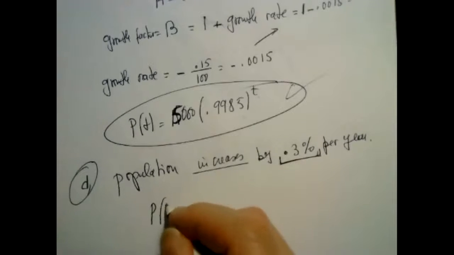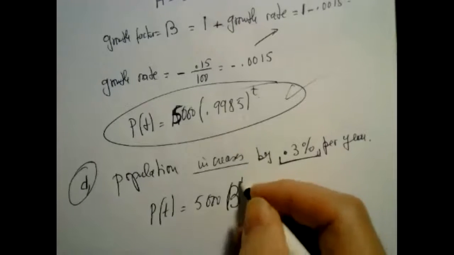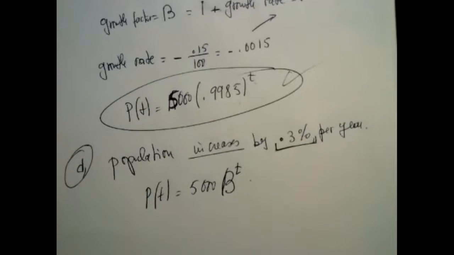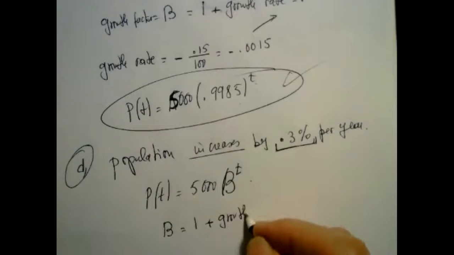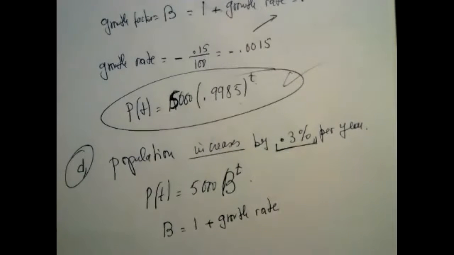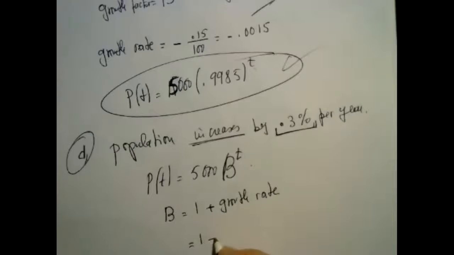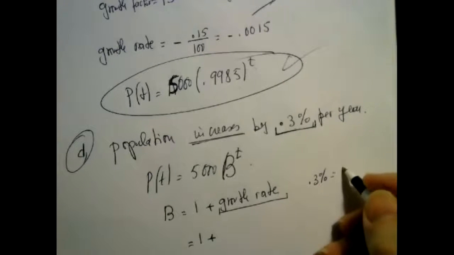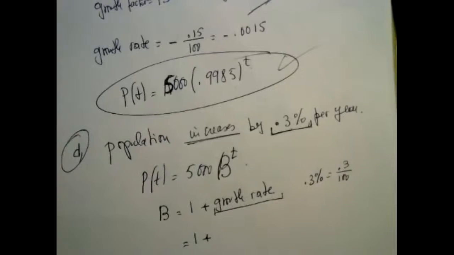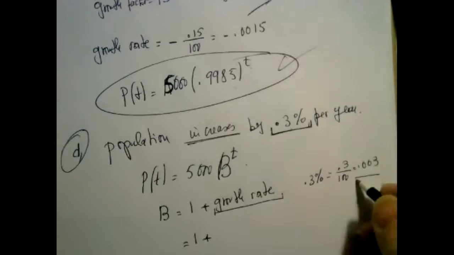All right. So what's the population? Again, it's 5,000 times B to the power T. What is the B? The B is 1 plus the growth rate, which could be positive or negative depending on growth or decay. But here we're increasing, so the growth rate is positive. By how much? By 0.3%. So 0.3 divided by 100 is 0.003. So be very careful when we use those.